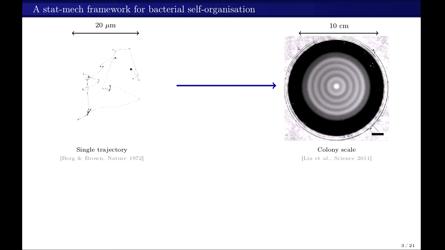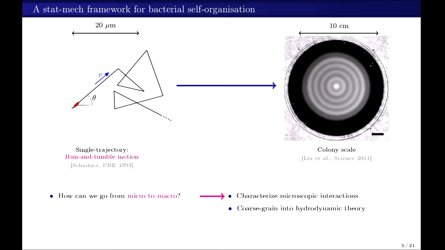And as I was telling you, I want to look at the case of bacteria. Here on the left, you can see a single trajectory for E. coli. That's something that has been tracked back in 1972, so that's like 50 years ago. And here you can see the motion of one single E. coli bacterium. So I want to start from this scale, the micrometric scale, and go up to the one of the Petri dish, so something around 10 centimeters.